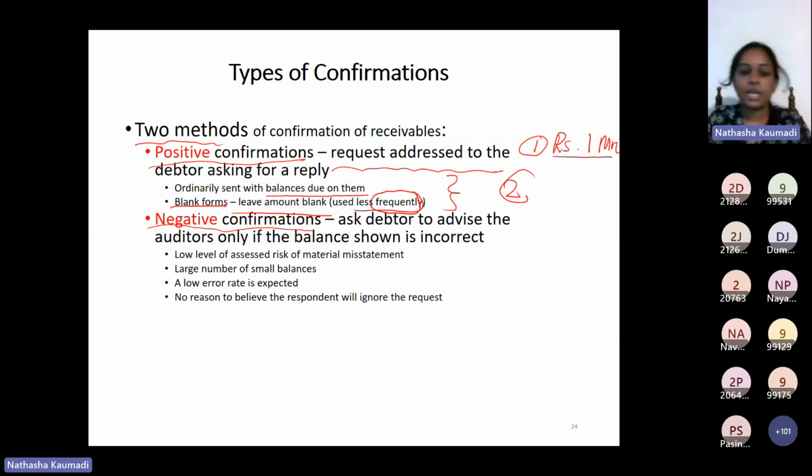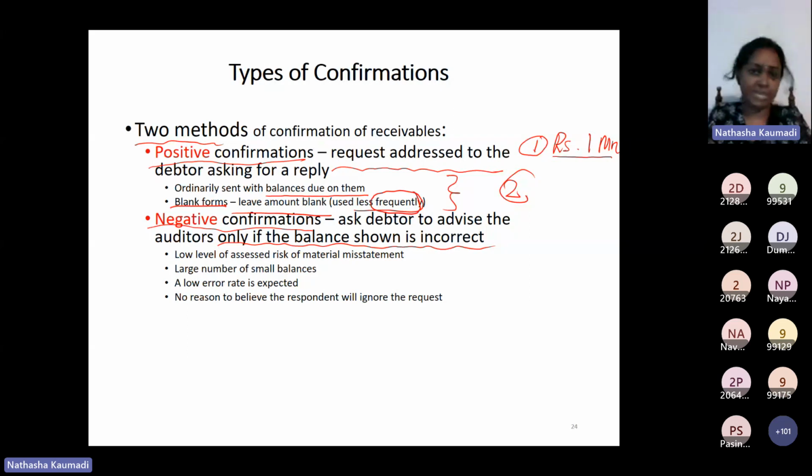Second one, negative confirmation. Negative confirmation means asking debtors to advise the auditor only if the balance shown is incorrect. You are writing the balance. This is the debtor balance. Please reply only if you do not agree with this balance. That is a negative confirmation. So, what will happen? The debtor will send you a reply only if that debtor is not agreeing with the balances. If we don't get a reply, we have to believe that the debtor has confirmed the balance. There is no change. He has accepted.